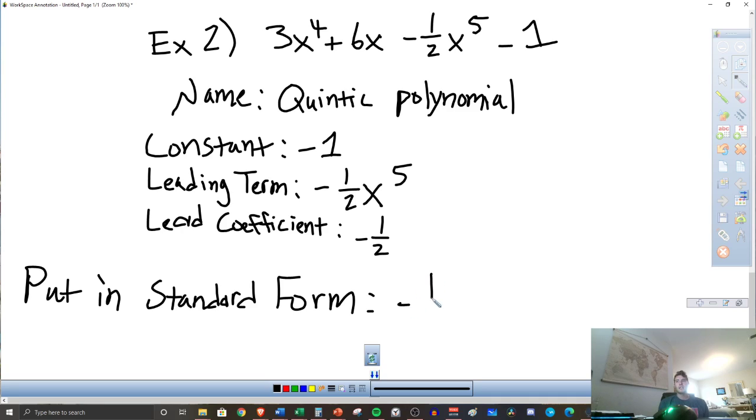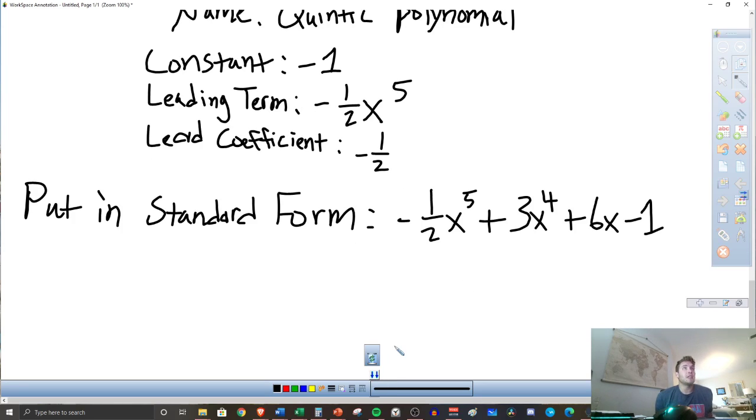It should be -1/2 x to the 5th plus 3x to the 4th plus 6x minus 1. This is the polynomial in standard form. Okay? All right, so that's actually the end of this lesson. That's all I wanted to talk about in this one.